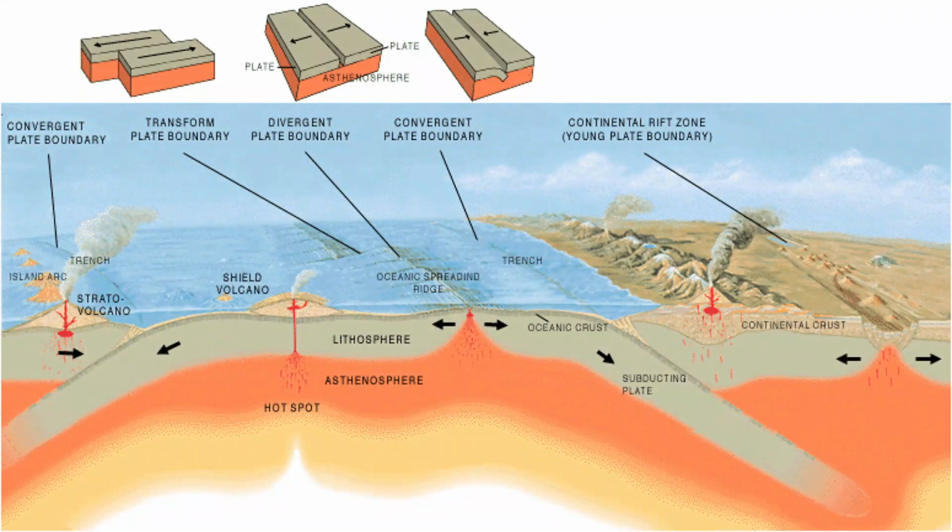So what is a plate? The earth's surface is not a single solid cell. Instead, it is broken into large rigid pieces, and these are called tectonic plates. These plates are floating over a semi-molten layer of the Earth's interior called the asthenosphere.